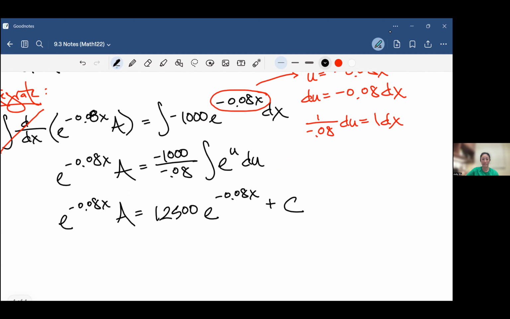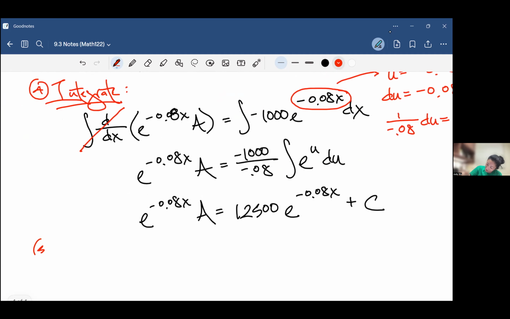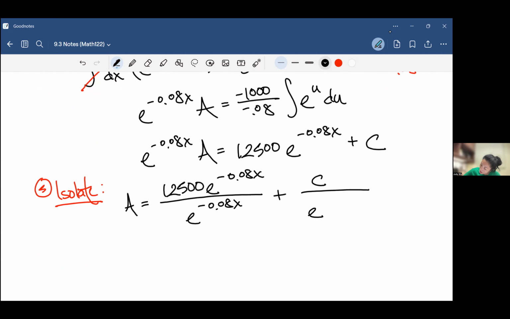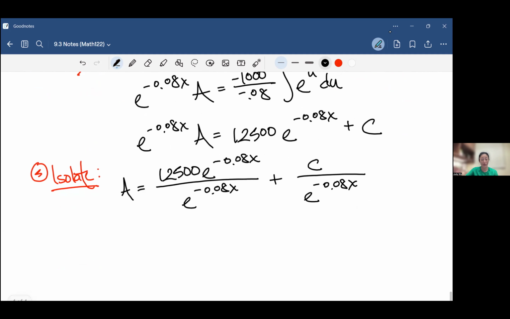Okay, we're almost there. Our step 5, we've got to go ahead and isolate our A. And because we have some initial conditions, we do have to plug those in so we actually get a value for C, and it's not just a random plus C. Okay, so A equals 12,500 e to the negative 0.08x over e to the negative 0.08x, plus C over e to the negative 0.08x.